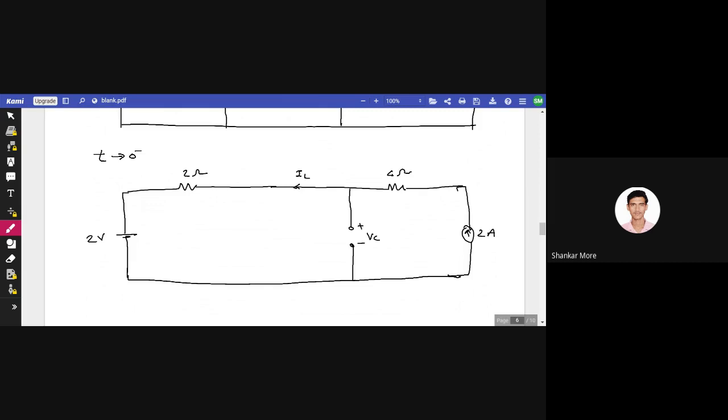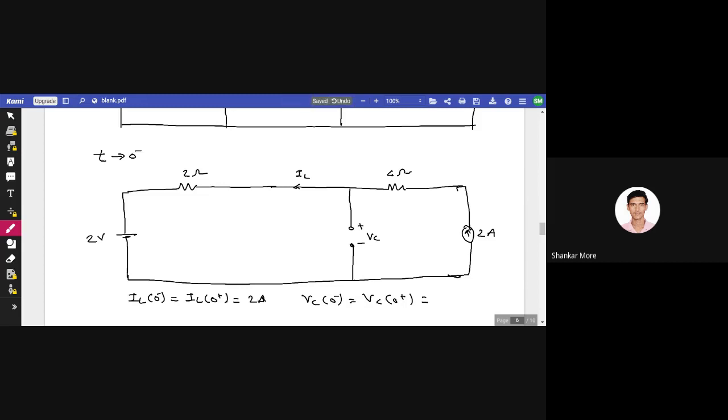No idea? Can you see on the right side there is a current source which is directly connected to the 4 ohm resistance and 2 ohm resistance, as well as that inductor. So its value should be 2 ampere. No logic, no big logic here. Nothing at all. So IL at 0 minus is equal to IL at 0 plus, which is equal to 2 amps. Now VC at 0 minus is equal to VC at 0 plus, which is equal to what will come?